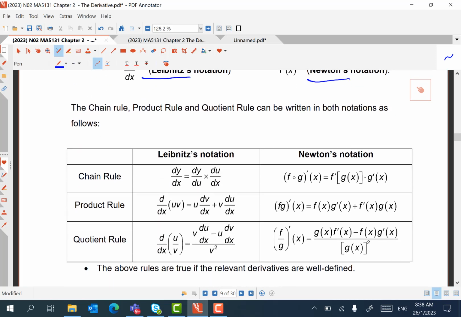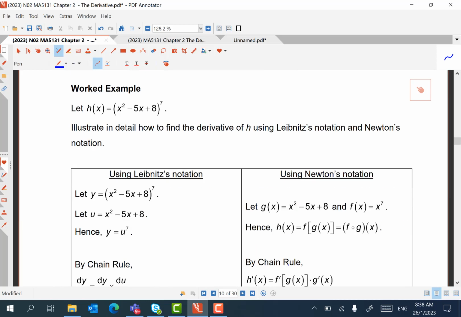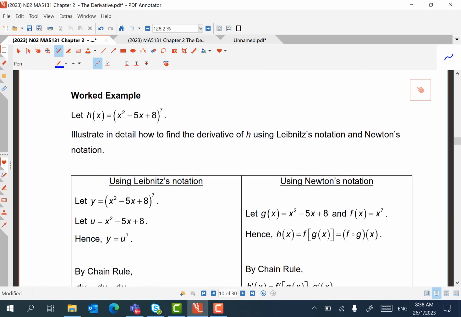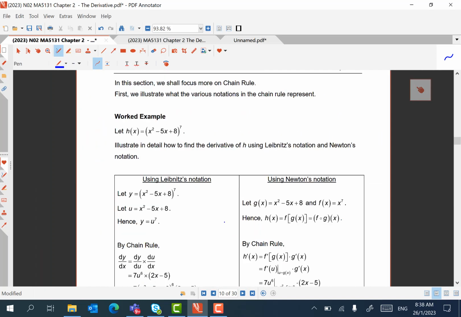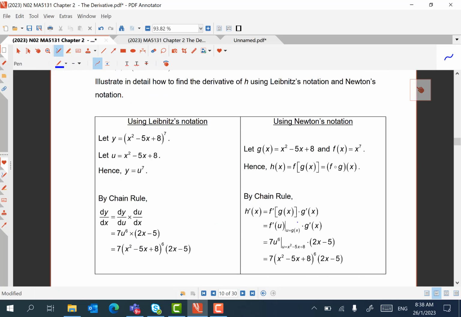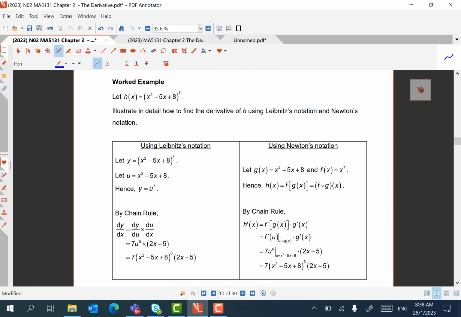Then the famous three rules: the chain, the product, and the quotient rules. Now we are going back to basics. I'd like you to read this example, and I'm going to ask you a question. You read this example, and I want to highlight something to you.